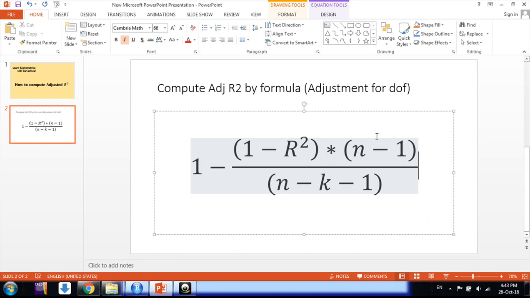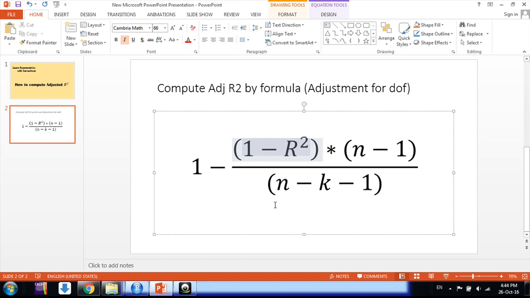Today we will learn how to compute adjusted R square from the given value of regular R square in a regression model. For that purpose there are different formulas but the theme behind them is the same. Here I have taken a formula in terms of R square. There are also formulas in terms of residual sum of squares, since 1 minus R square is nothing but the RSS, the residual sum of squares.